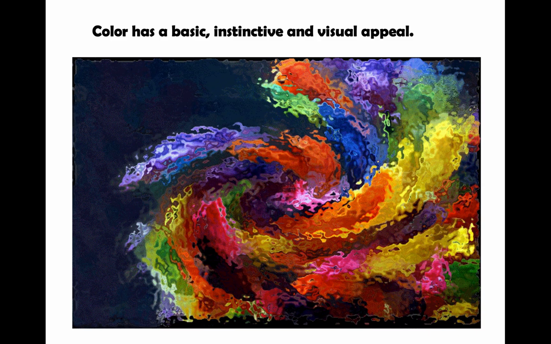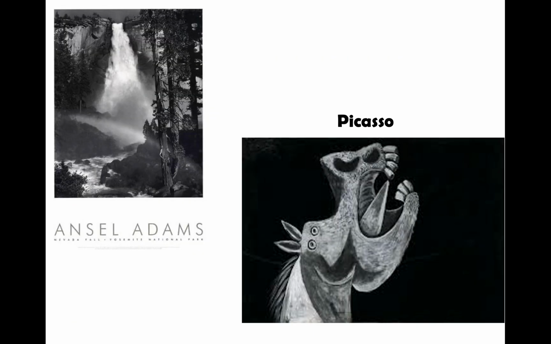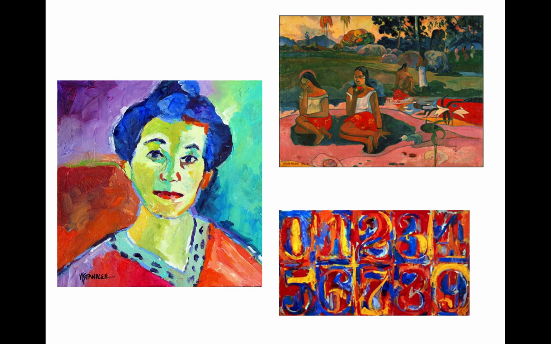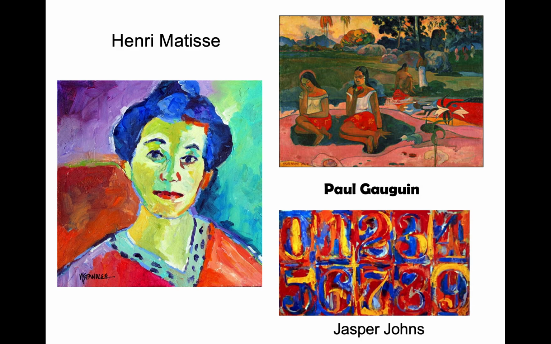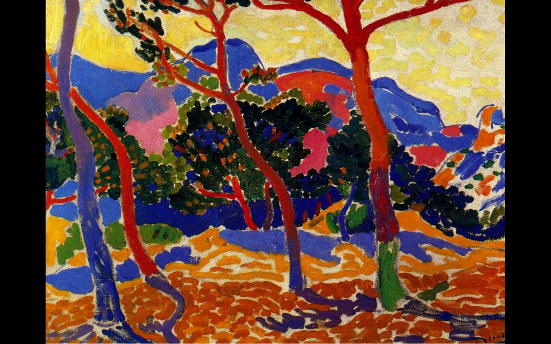Color has a basic instinctive and visual appeal. Although there have been great works of art created in strictly black and white, few artists have totally ignored the added visual interest that color lends. Here we have Matisse, Jasper Johns, Gauguin. As you can see, they all used vibrant color in these pieces. The uninhibited use of color has been a primary characteristic of the 20th century.